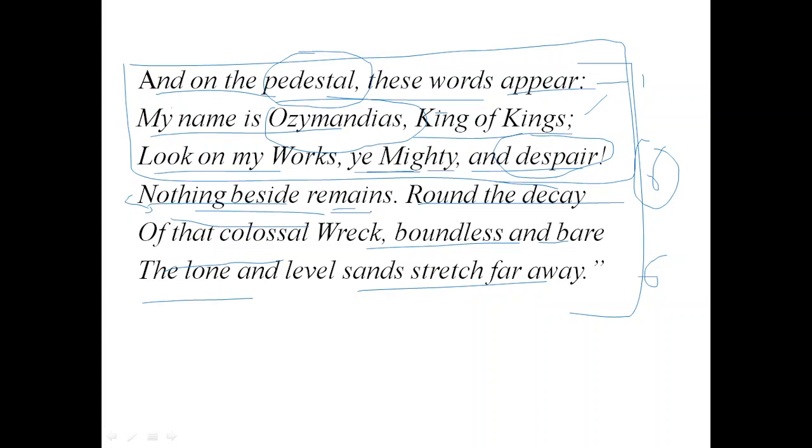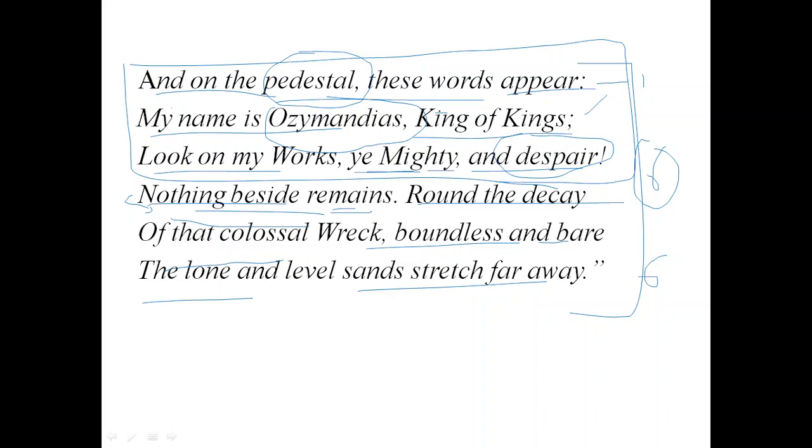What is there? The lone and level sands stretch far. There is only sand and the level fields, or the level sand, or there is nothing. No sign of his achievements, no palaces, no forts, no fortresses. That means there is nothing around. The things which he was boasting of, the achievements which he was very proud of, they have been washed away by the decaying effect of time. So there is nothing around. There is only sand and sand. Wherever your eyes can go, there is only sand.